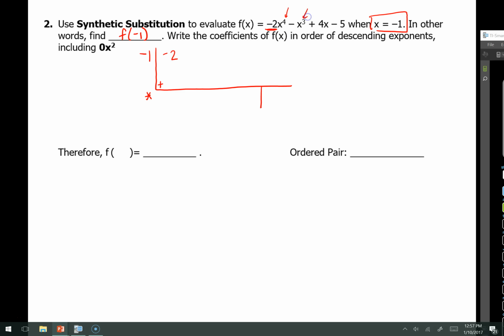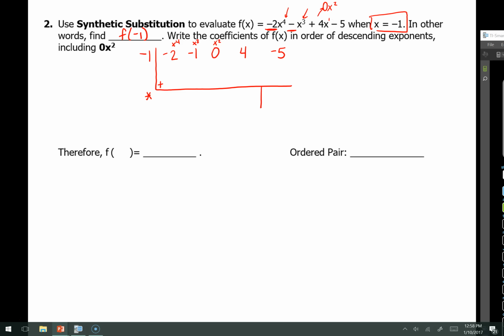And then I have an x to the third. The coefficient there is negative 1. Now the next one is x to the first power. What's missing between x to the third and x to the first power? Do you see how there's not an x to the second power? That means it's 0 times x to the second, which is why it's missing, because when you multiply something by 0, it's 0. So I need to place that 0 as a placeholder for the x squared term. And then I can do my x to the first power's coefficient, which is 4, and my constant term, which is negative 5.